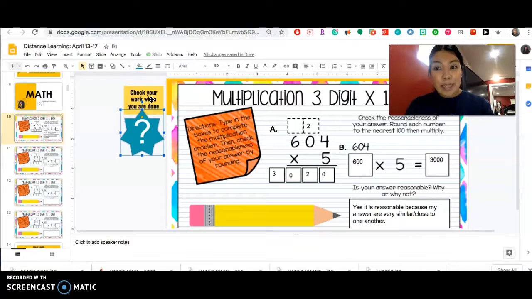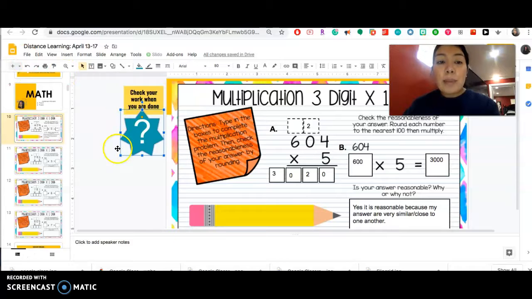Give you some think time. If your answers are not correct, what do you think is something you can do, even though we're not in the classroom? Ask Miss R, right? Email me, put the question on Class Dojo and say, Miss R, I do not get the math problems. Can you show me some more examples? And I'll be very, very happy to show you, okay?